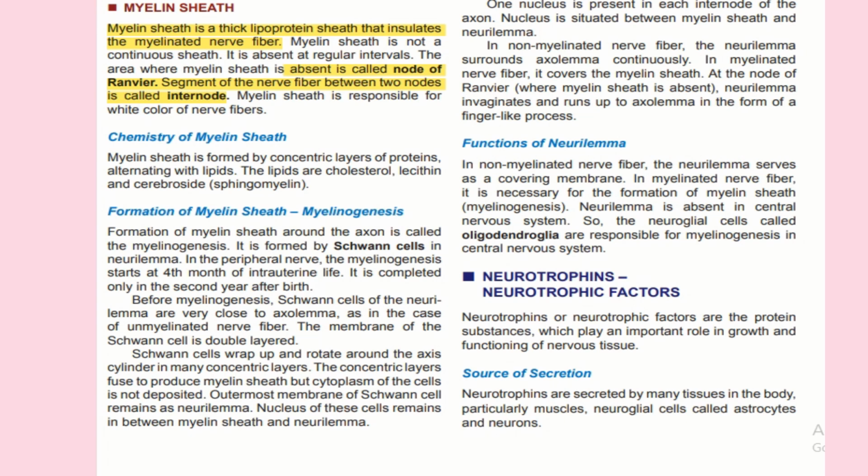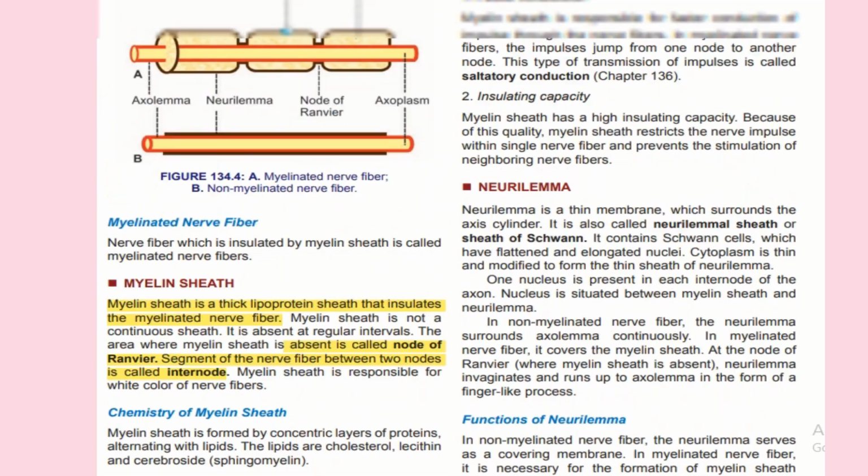Before myelinogenesis, Schwann cells of the neurolemma are very close to the axolemma, as in the case of unmyelinated nerve fiber. The membrane of the Schwann cell is a double layer. Schwann cells wrap up and rotate around the axis cylinder in many concentric circles. The concentric circles fuse to produce the myelin sheath, but the cytoplasm of the cell is not deposited. The outermost membrane of the Schwann cells remains as neurolemma. The nucleus of these cells remains in between the myelin sheath and the neurolemma.